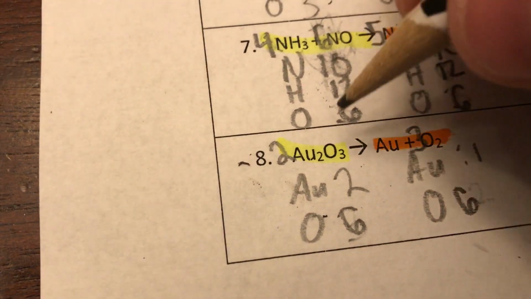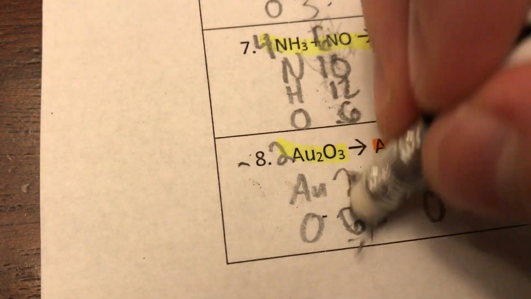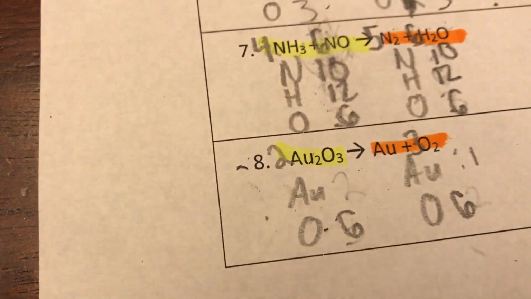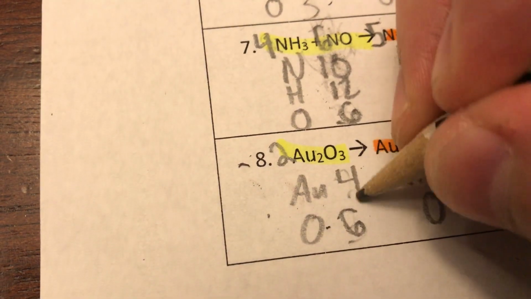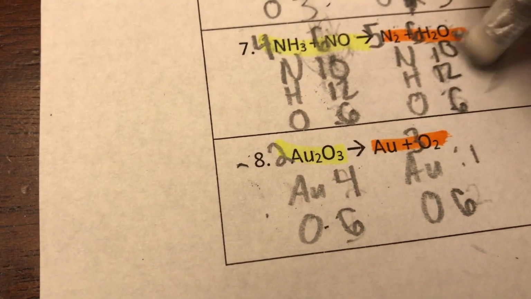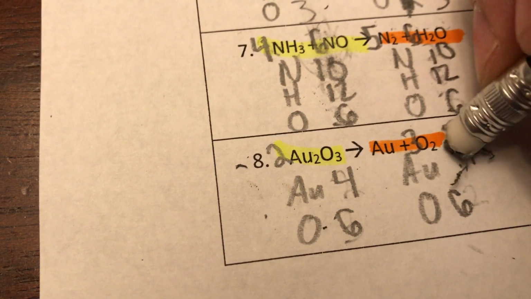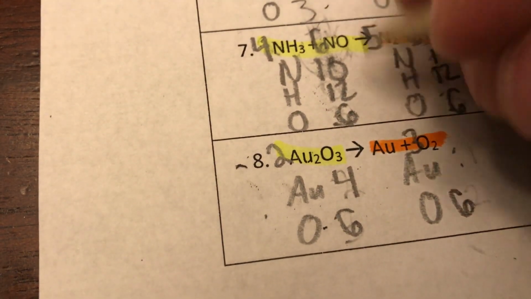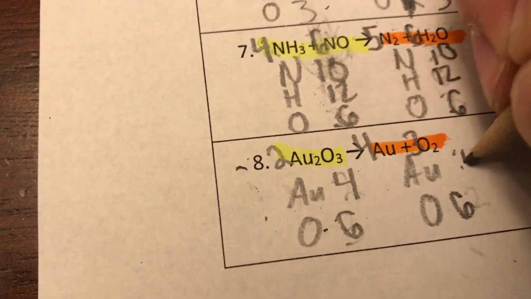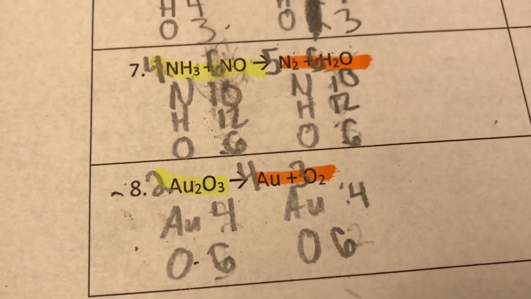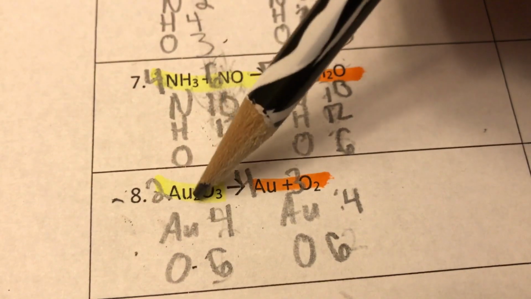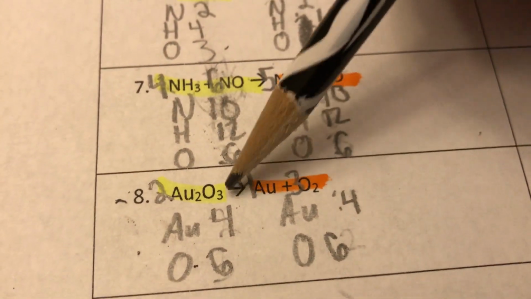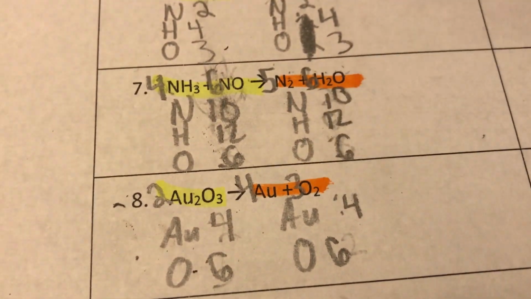Now that my oxygen's balanced, I'm going to distribute this 2 through the whole thing, and that would give me 4 gold. Oh, and then I just have to put a 4 in front of the Au, and I'm all done. Okay. Well, there we go. We got 2Au2O3 yields 4Au plus 3O2.